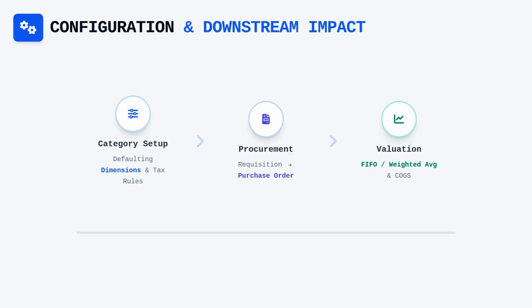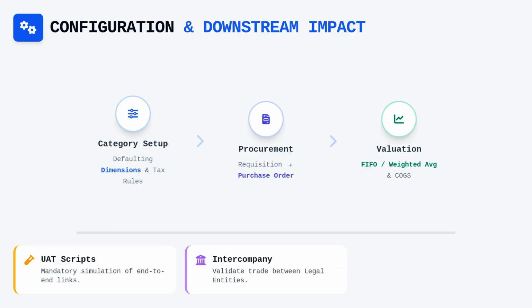Testing these links within a simulated environment using user acceptance testing scripts is mandatory, especially in scenarios involving intercompany trade where one legal entity might be requesting goods from an internal warehouse. By ensuring that your parameters for tax rules and project associations are robust, you create an end-to-end ecosystem that is not only functional, but also audit-ready for regulatory requirements.